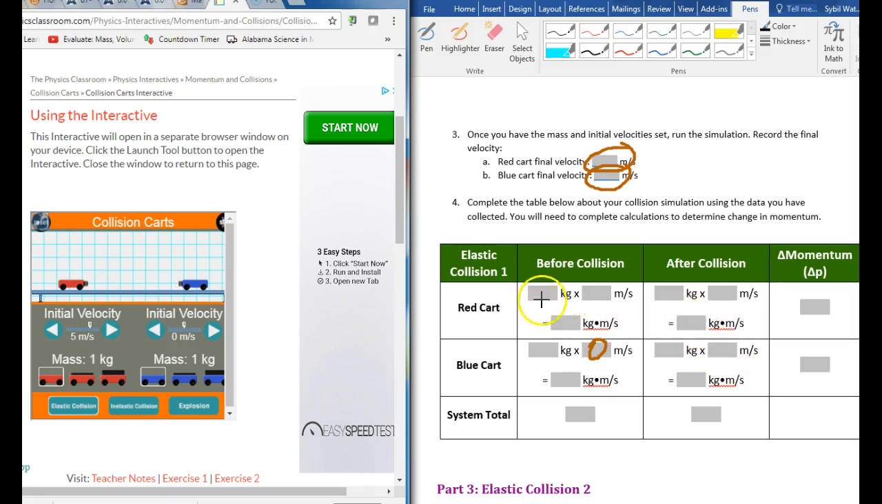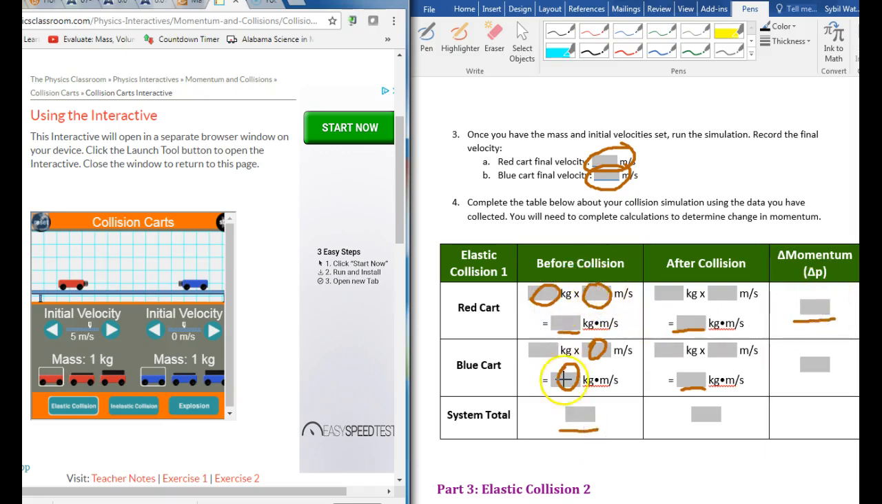Now for the math, we're calculating momentum. So we're going to calculate our mass times our velocity for each one. And we'll record it right here. Mass times velocity, mass times velocity. It should be 0 for the blue momentum before because it wasn't traveling, and then the mass times the velocity for the blue after.